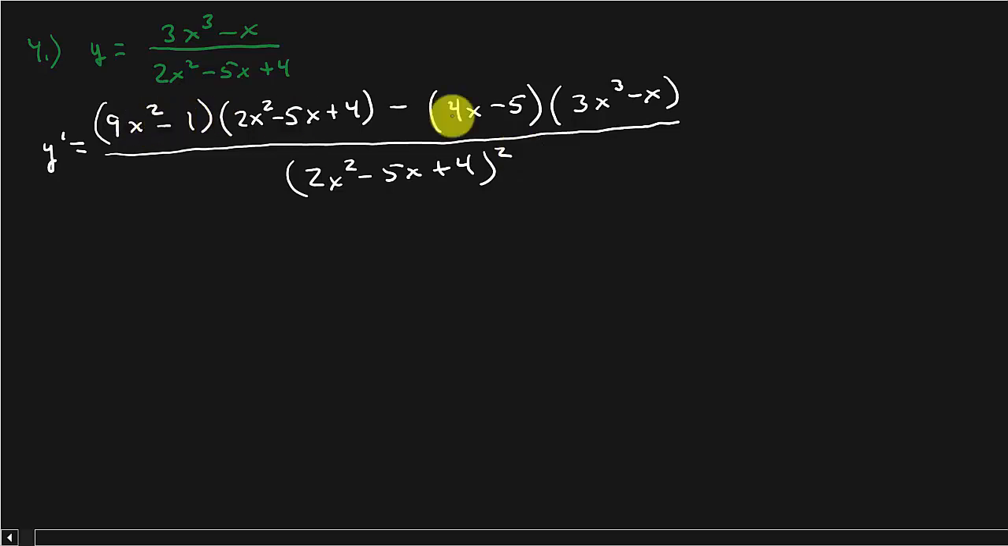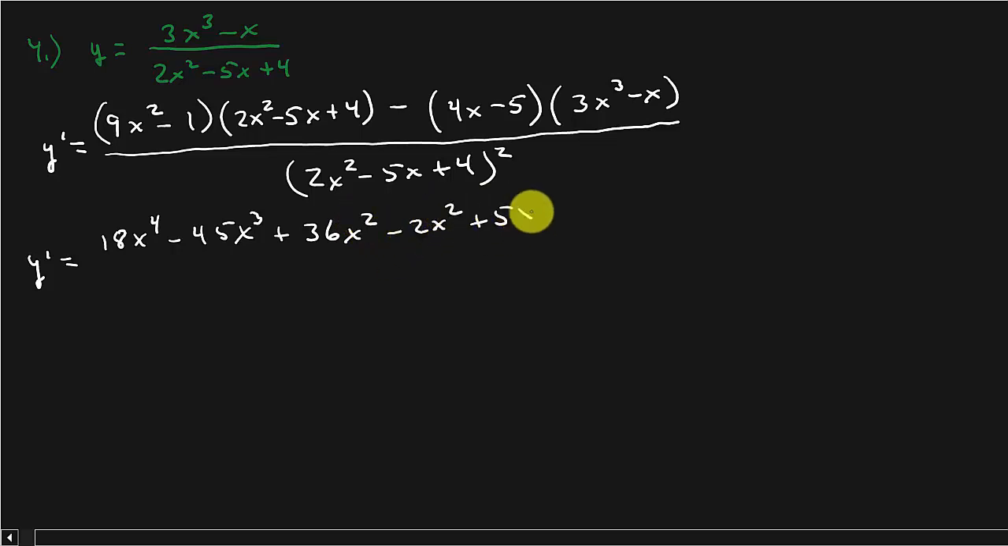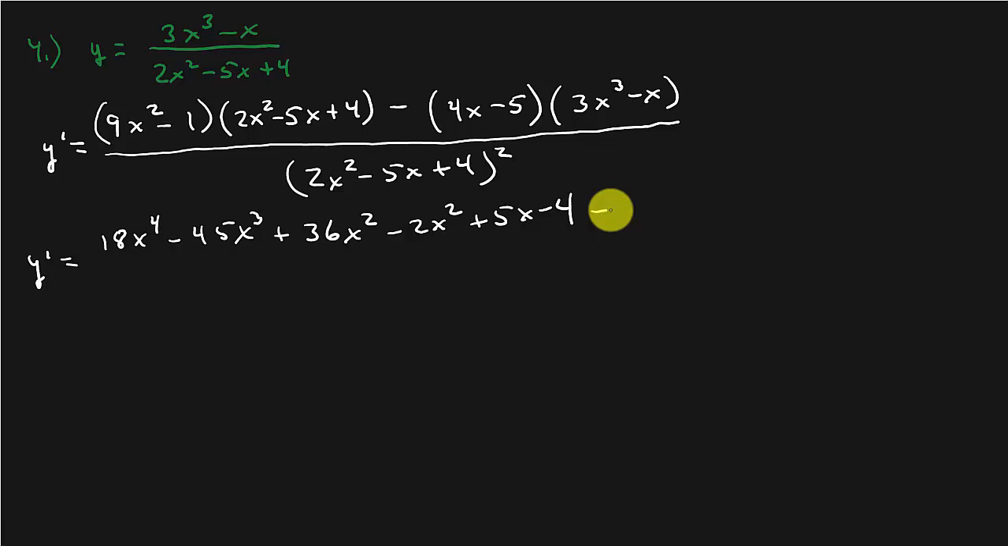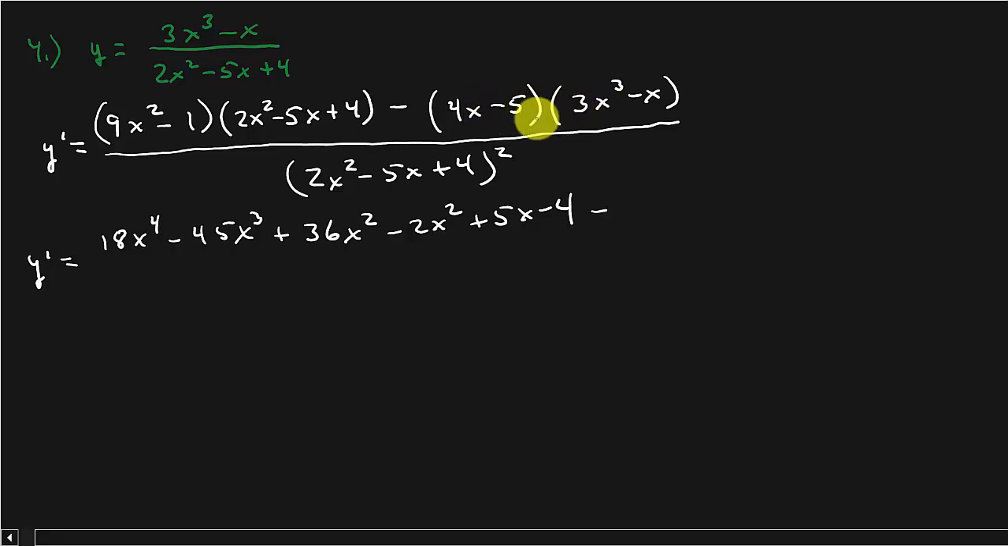And now we've got to multiply all this out and combine like terms. Okay? So we get y prime. So let's multiply this out. This is going to be 18x to the fourth minus 45x cubed plus 36x squared minus 2x squared plus 5x minus 4. Minus. Now, this is where you want to be careful. Okay? So I've got to multiply this out. Okay, so let's do that.